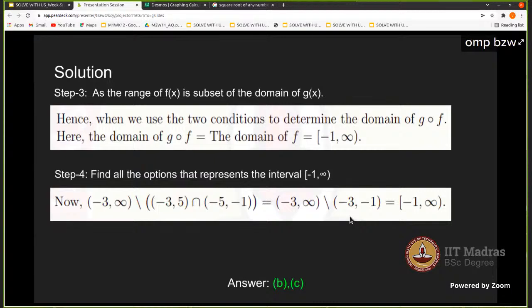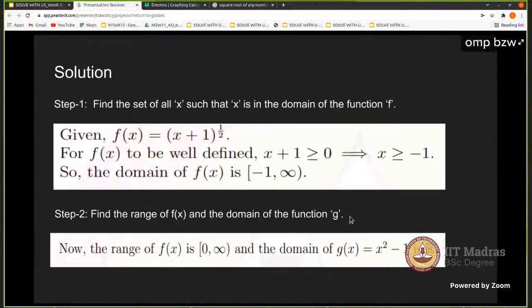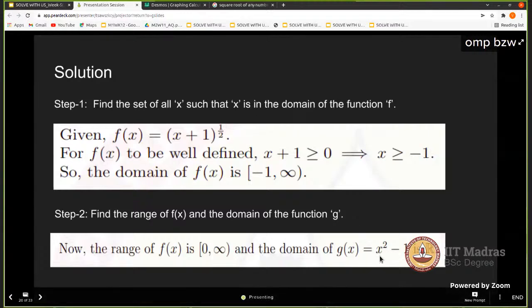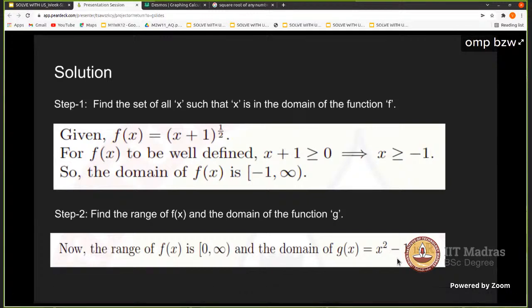Which values from 0 to infinity would be the domain of g of x? No, the g of x domain is all real numbers, right? If I see, g of x is a quadratic function. As it takes all real values, 0 to infinity is one subset of those real values. So there is no filtering actually. Whatever value comes from the function f will go into the function g no matter what. No filtering, nothing.